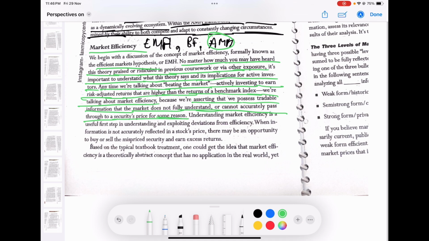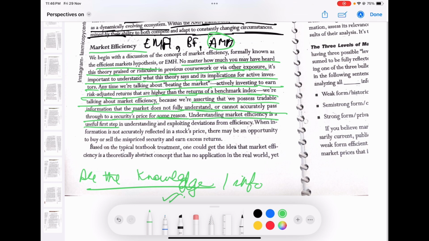But you need to keep in mind that this particular theory says that all the knowledge and all the information is already known to the market. All the knowledge and all the information is already well known to the market. That's what the theory basically says. Understanding market efficiency is a useful step in understanding and exploiting deviations from efficiency.